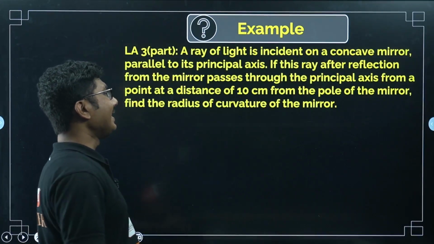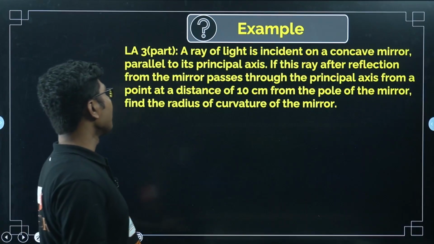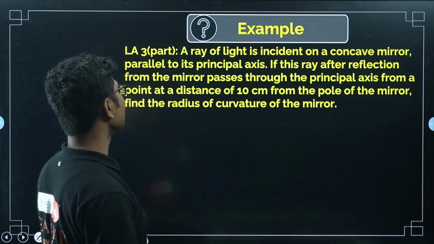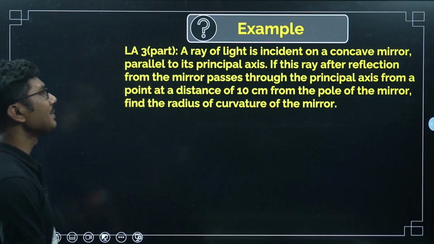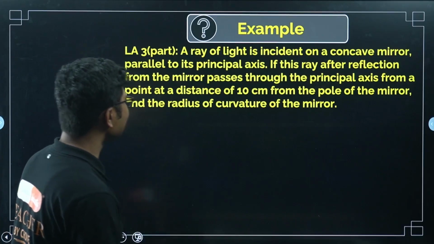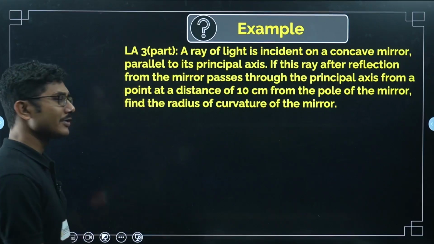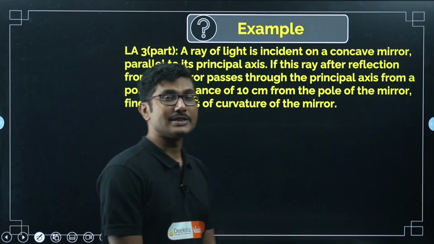A ray of light is incident on a concave mirror parallel to the principal axis. If this ray, after reflection from the mirror, passes through the principal axis at a point at a distance of 10 centimeter from the pole of the mirror, find the radius of curvature of the mirror. Very interesting question.